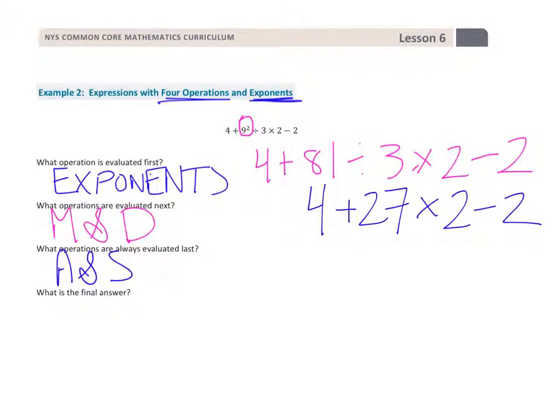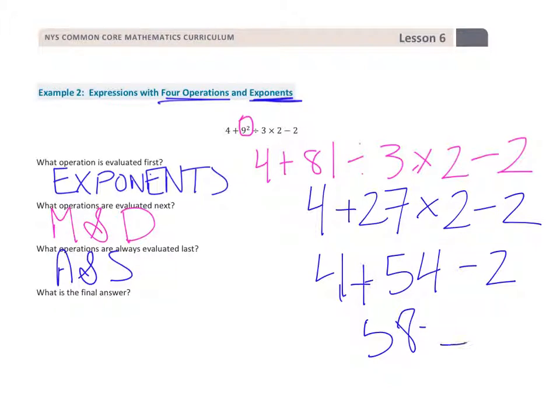Okay, what do we do now? We know from our order we got to multiply first. 27 times 2 is going to be 54. So now we have 4 plus 54 minus 2. Well, what do we do first? Left to right. 4 plus 54, 58 minus 2, for a grand total, 56. So we always have to think about what comes first.